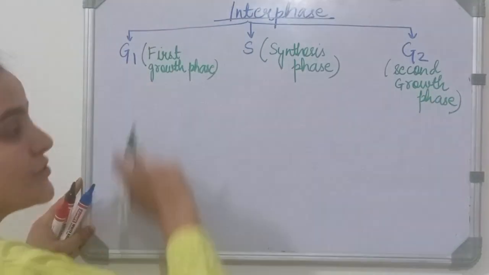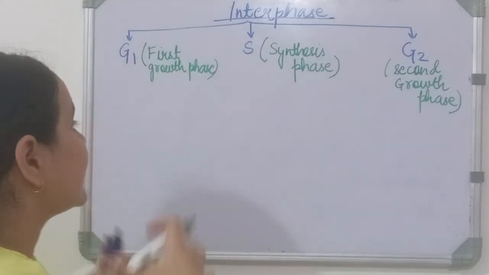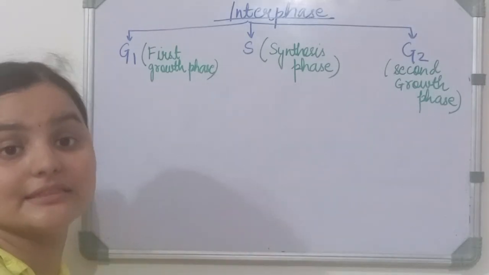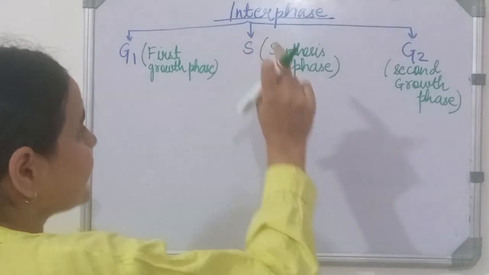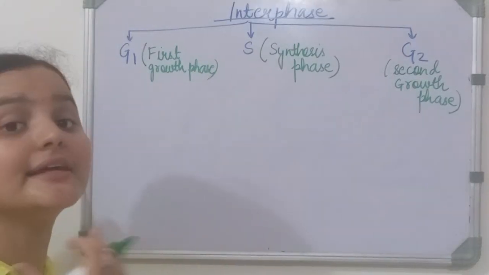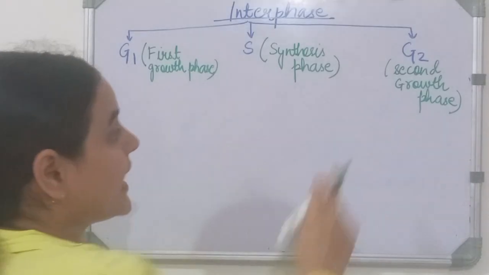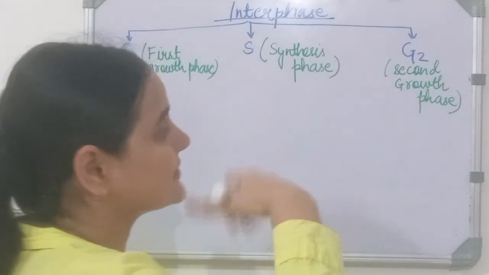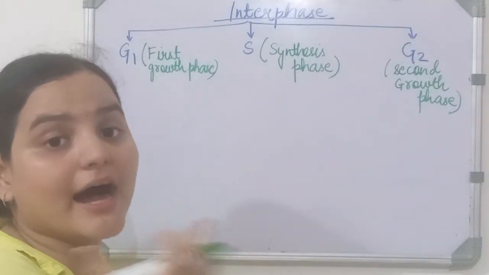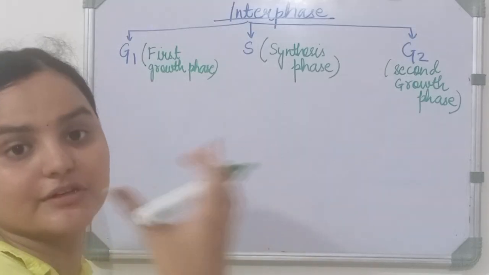G1 is known as first growth phase because in G1 our initial first growth is happening, meaning our cytoplasm is increasing. This S phase is known as synthesis phase because in this our DNA is being synthesized, more amount of DNA is being synthesized. And this G2 phase is known as second growth phase because in G2 more amount of RNA and proteins are being formed and our cytoplasm is further increasing.